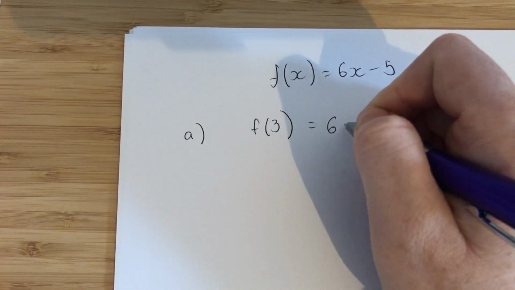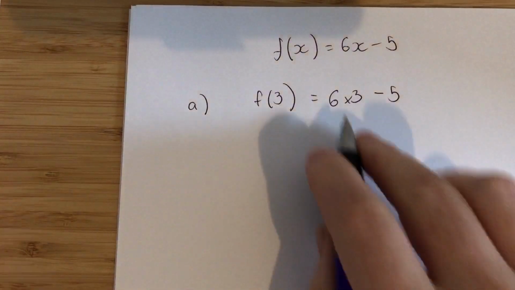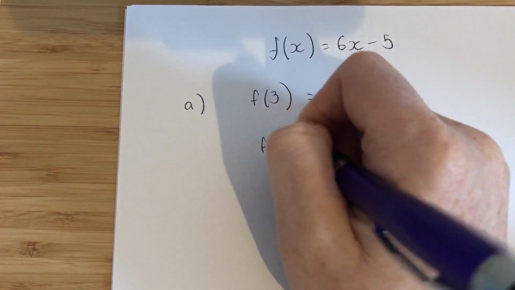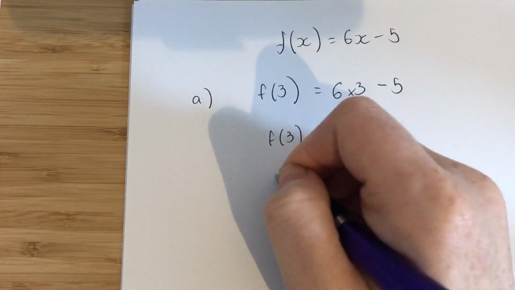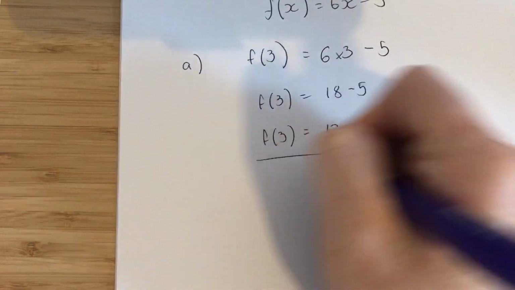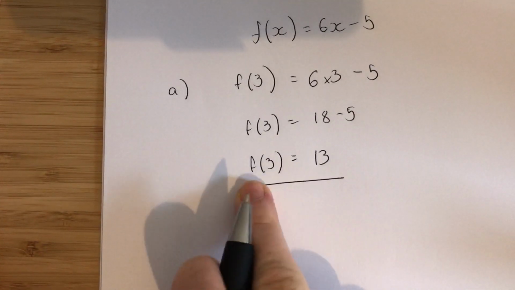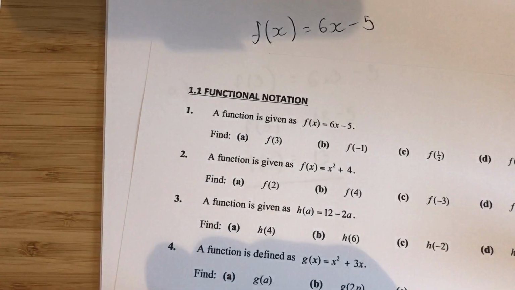So we've got 6 times 3 minus 5. You then evaluate that so that you have f of 3 equals 18 minus 5. So f of 3 is 13. So we have a solution for what f of 3 is. We've been asked to find here f of 3.